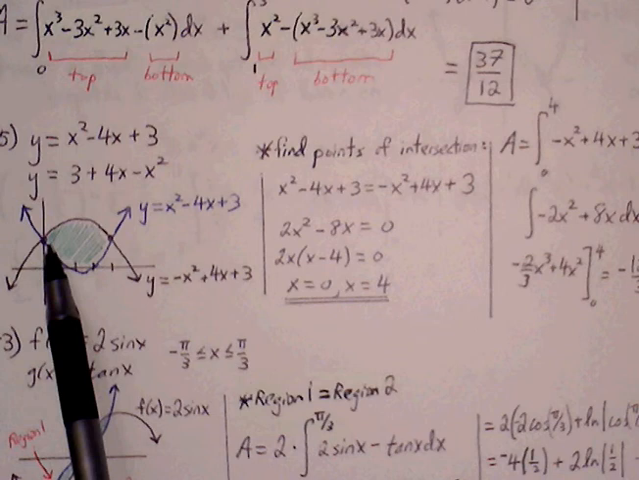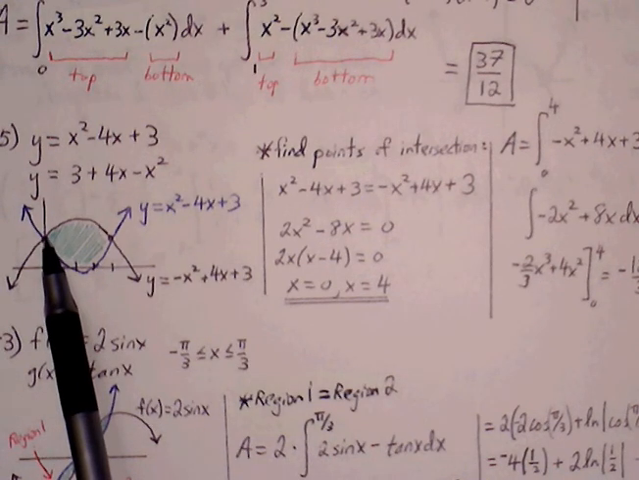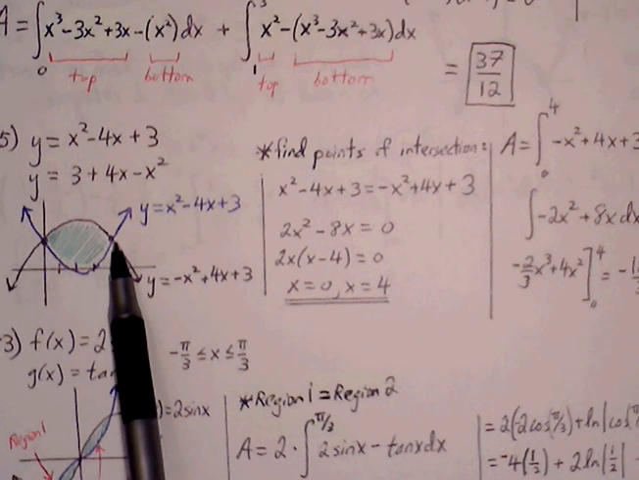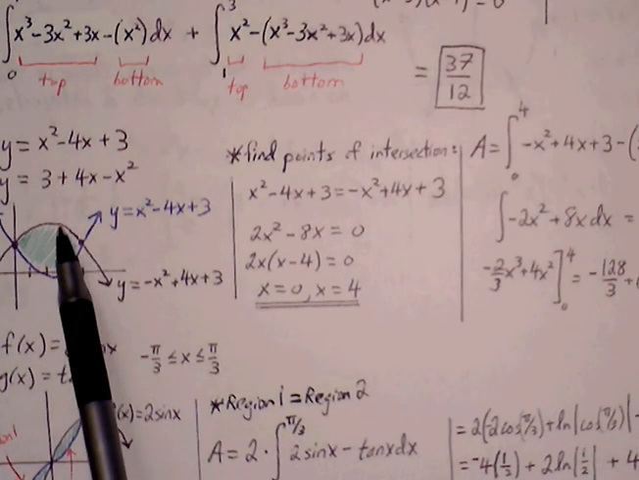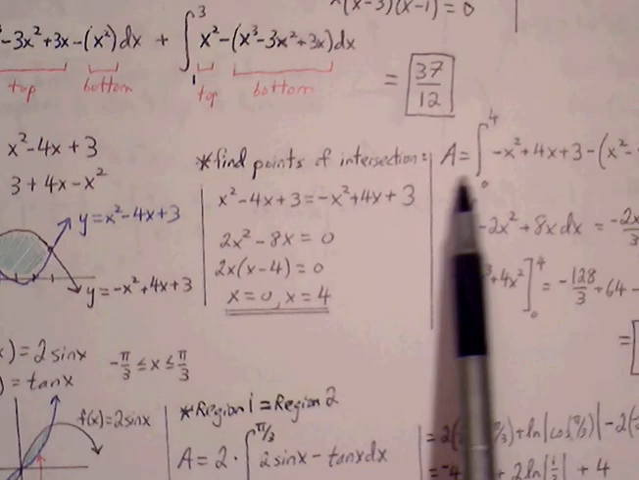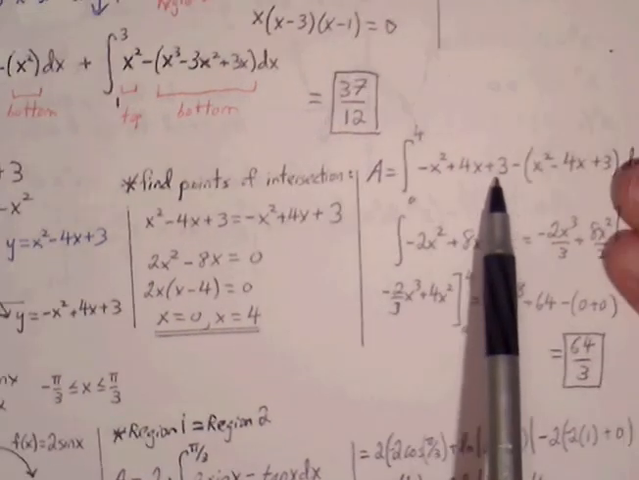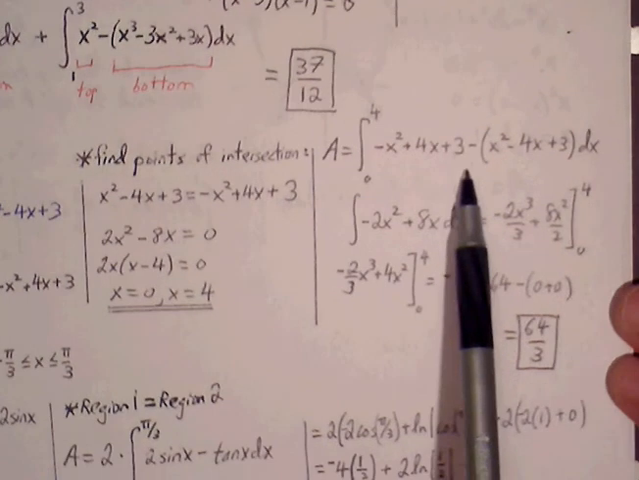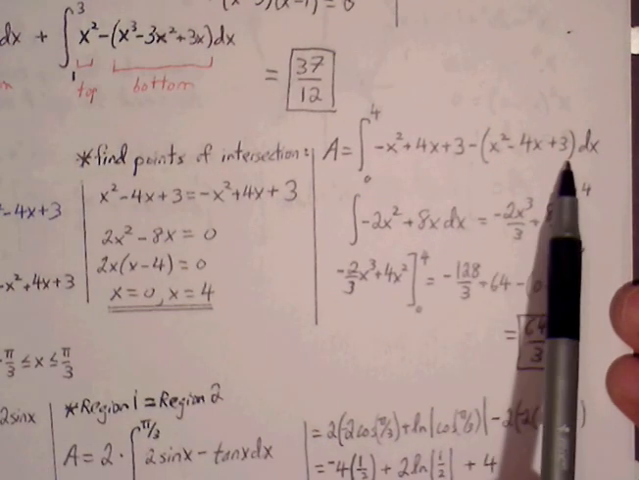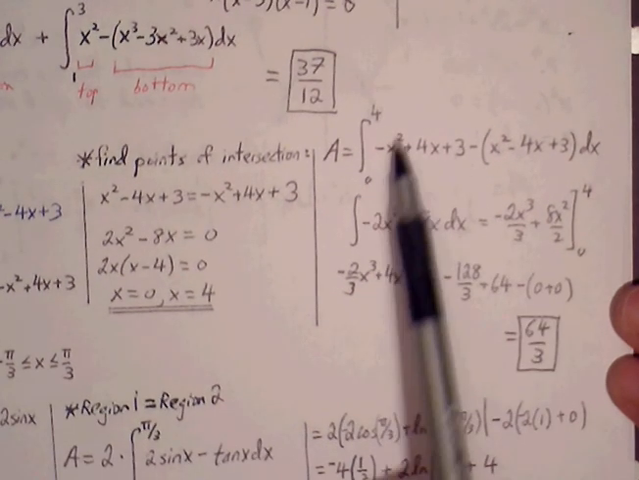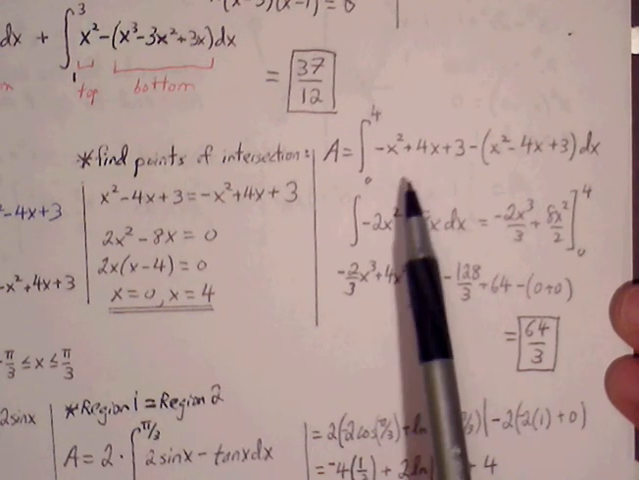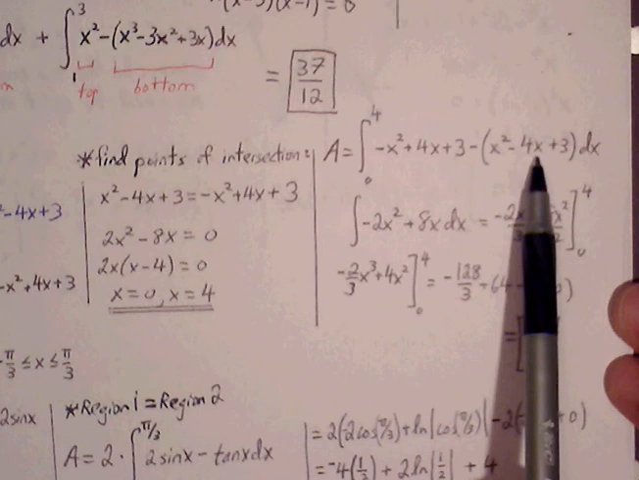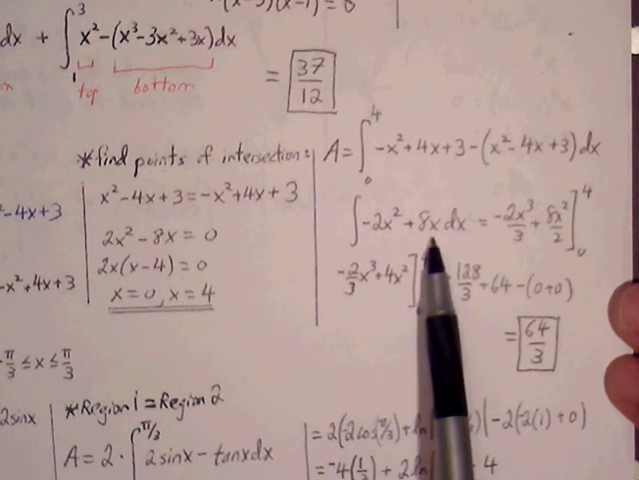So we know that this left bound will be 0 and the right bound will be 4. So we plug into our area formula. So top minus bottom. Top is the negative x squared plus 4x plus 3. The bottom will be the x squared minus 4x plus 3. Left bound 0, right bound 4. Everything's in terms of x because we're doing top minus bottom. Combine the terms, we get negative 2x squared plus 8x.